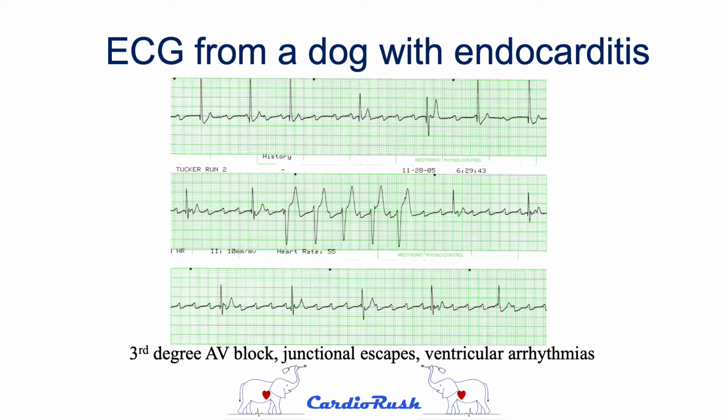Here's an electrocardiogram from a dog with endocarditis that had advanced AV block in association with endocarditis. There's both junctional escapes and ventricular escapes on this electrocardiogram. These beats originate from the ventricle, and again, there are multiple P waves here that are not conducted down to the ventricle, indicating advanced AV block.